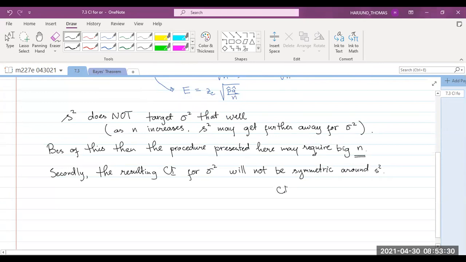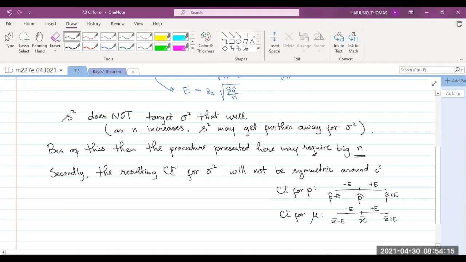When we did confidence interval for population proportion, the sample proportion is in the middle. You add the margin of error, you subtract the margin of error, right? So the confidence interval has p hat in the middle. Likewise, confidence interval for population mean: the sample mean is in the middle. You add margin of error, you get the upper bound. You subtract margin of error, you get the lower bound.